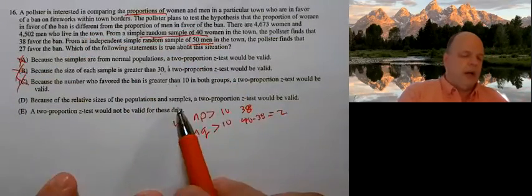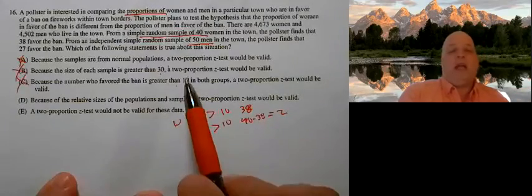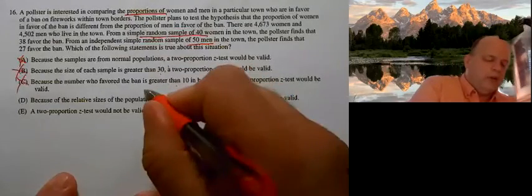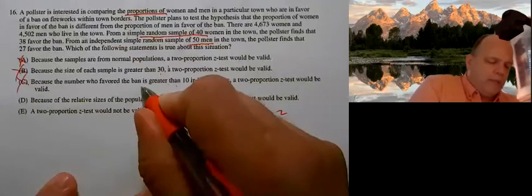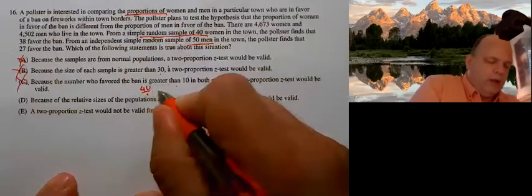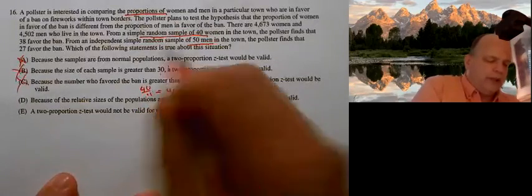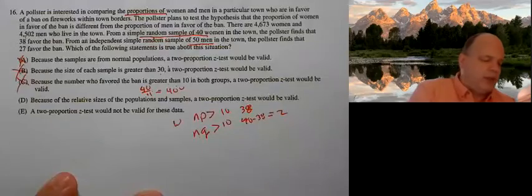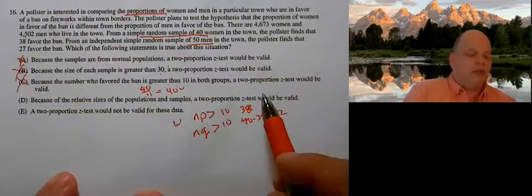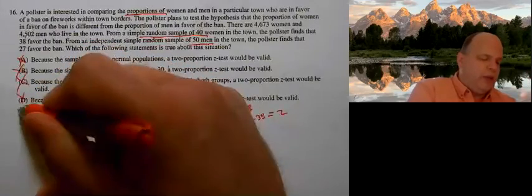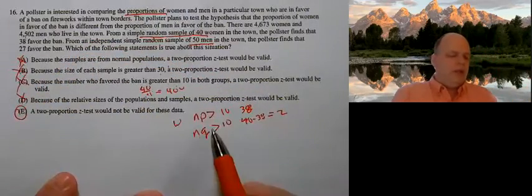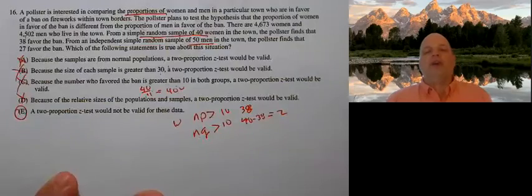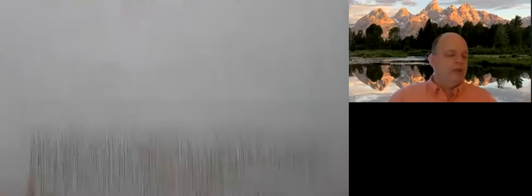Because of the relative size of the population to the samples, basically what they're trying to say here is, we had 40 divided by 0.1 is 400. That's definitely less than 4,500. We're good there. Our sample size isn't too big. It's less than 10%. And so we satisfy that condition, but we didn't satisfy this condition. We did not satisfy NP and NQ because our sample size was not large enough.